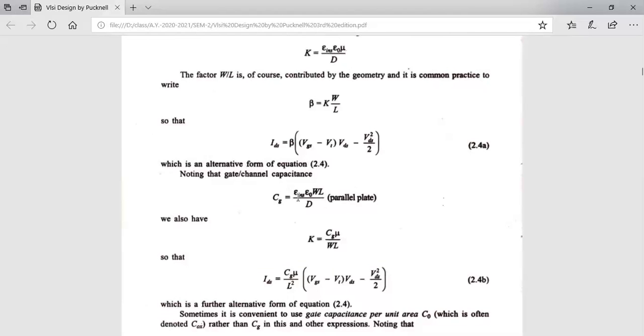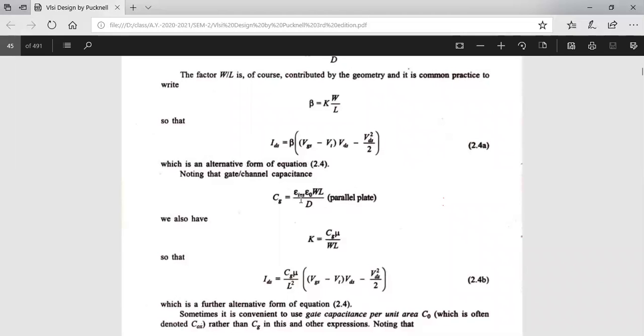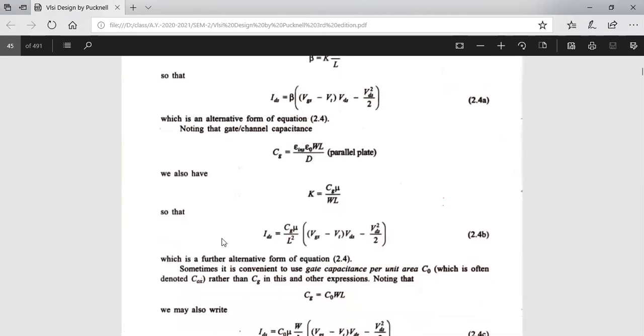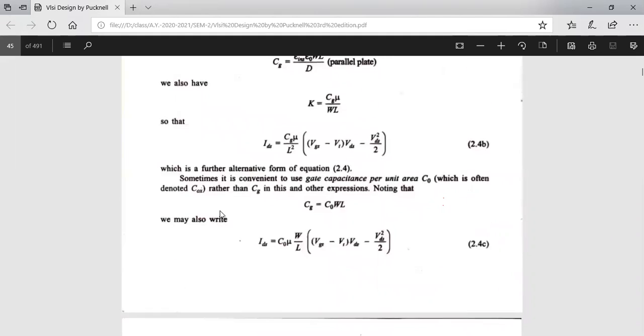Noting that the gate to channel capacitance CG is epsilon naught into epsilon INS into width into length divided by D, that's the concept of parallel plate capacitance, I can make K as CG into mu by L. I am just modifying the value of IDS with different constants, CG into mu by L square. Depending upon the input data I have, I substitute into that particular equation and I will get the current value IDS.